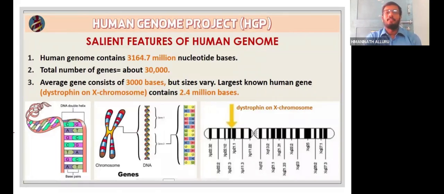Next, the human genome contains around 3164.7 million nucleotide bases. The total number of genes is actually only 30,000. Previously it was estimated higher. Do you remember, teachers, how many it was estimated? How much was it estimated, teachers?